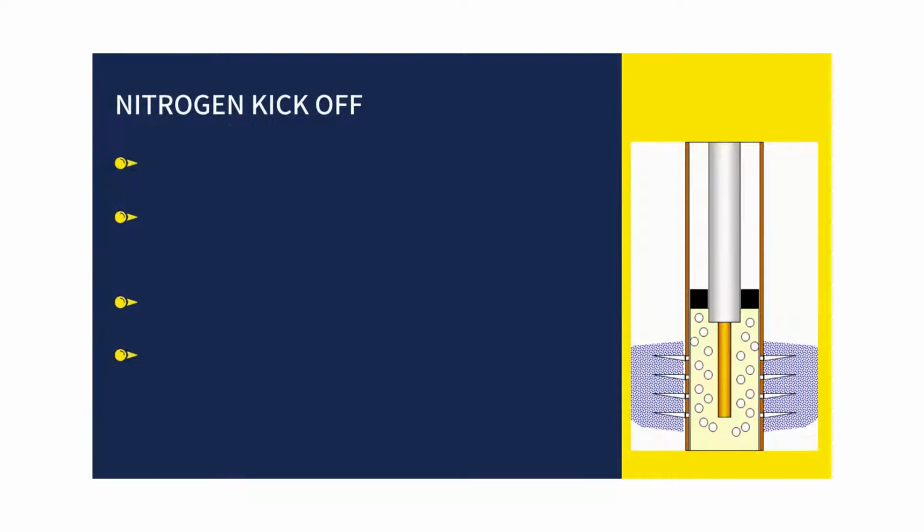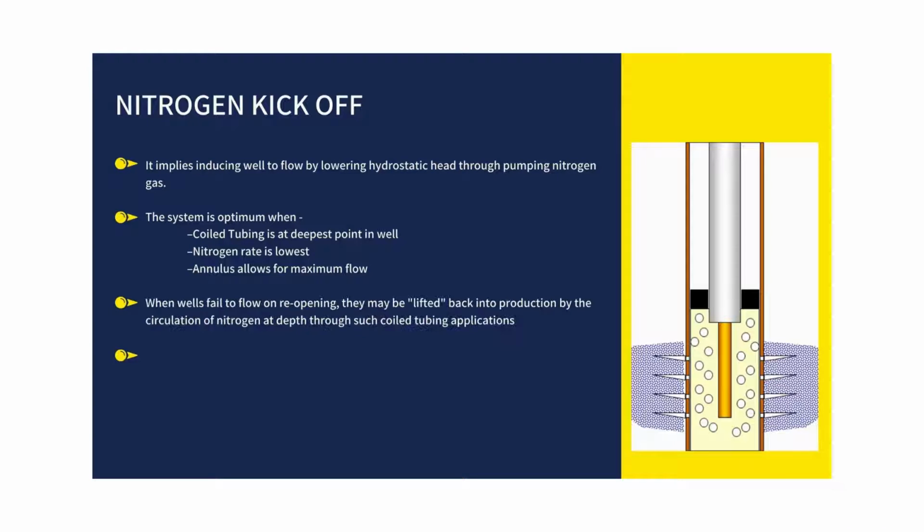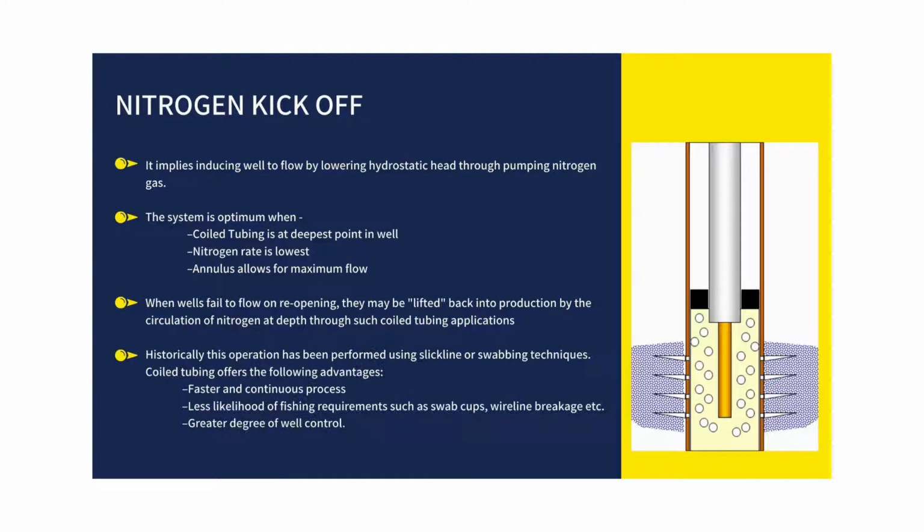What is nitrogen kickoff? It implies inducing a well to flow by lowering hydrostatic head through pumping nitrogen gas. The system is optimum when coiled tubing is at the deepest point in the well, nitrogen rate is lowest, and the annulus allows for maximum flow. When wells fail to flow on reopening, they may be lifted back into production by the circulation of nitrogen at depth through such coiled tubing applications.